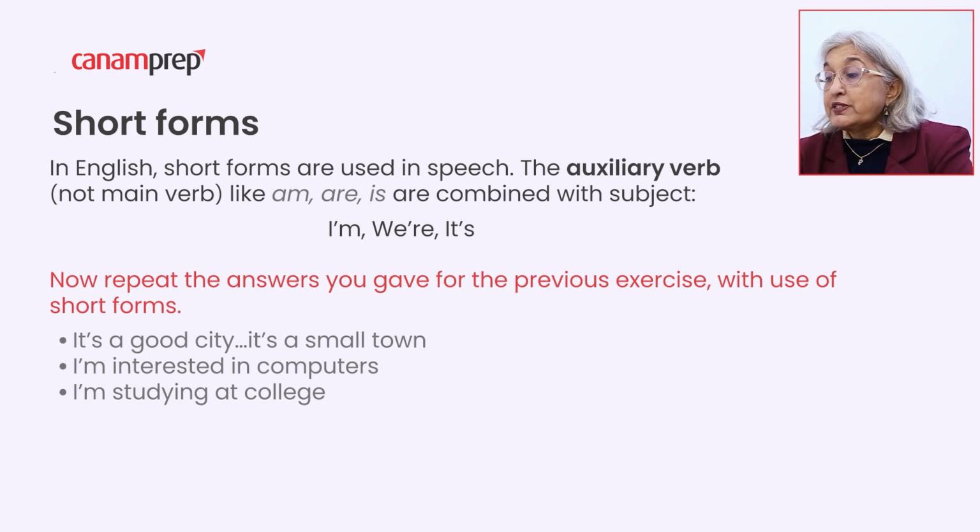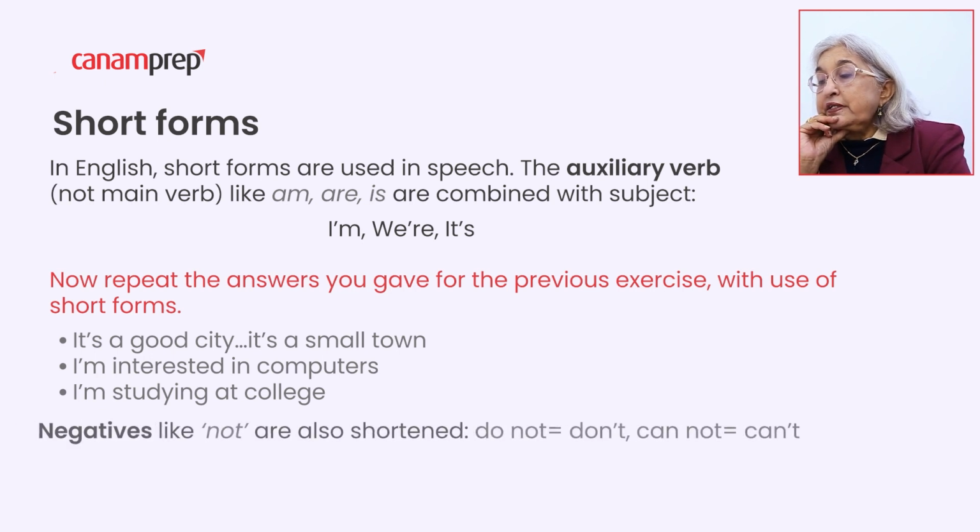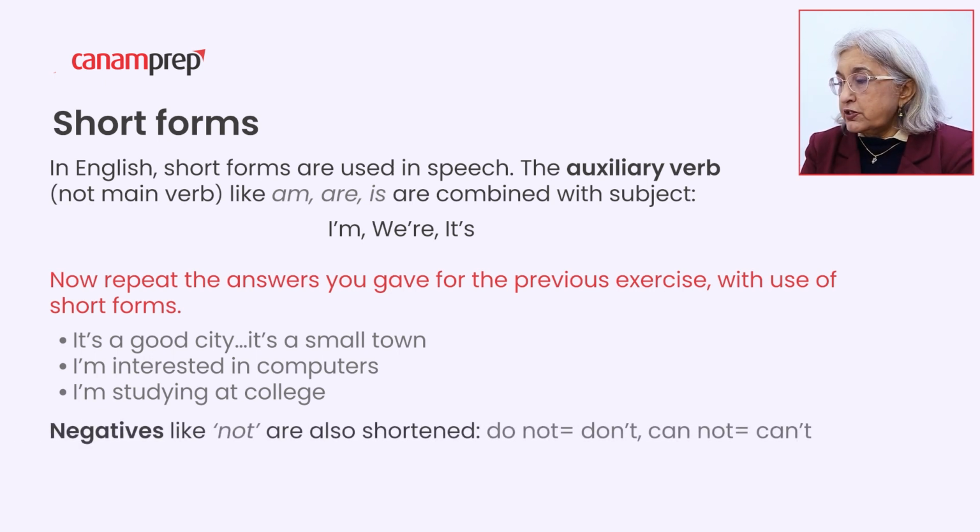So, for example, rather than saying it is a good city, it is a small town, that changes your rhythm of speech. So you'll say, it's a good city, it's a small town, I'm interested in computers, I'm studying at college, etc. So that will create a certain natural tone and rhythm to your speech if you use the short forms. And also remember that negatives like not are also shortened.